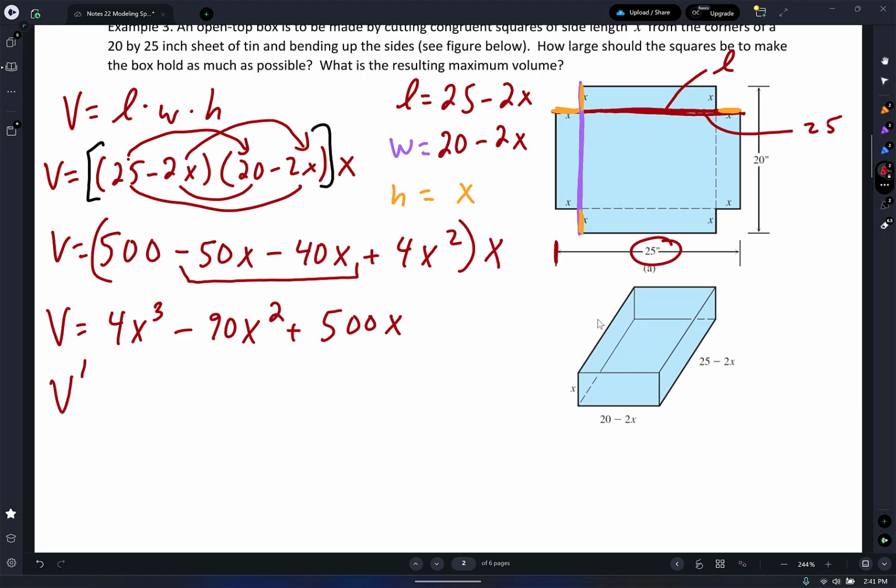So I'm going to write V prime equals, let's take the derivative. What's the derivative? 12x squared minus 180x plus 500. I'm going to set this equal to what? 0. I don't know if I can factor this. You can probably factor, I see they're all evens, but it's probably easier to just use your calculator. You guys ready?